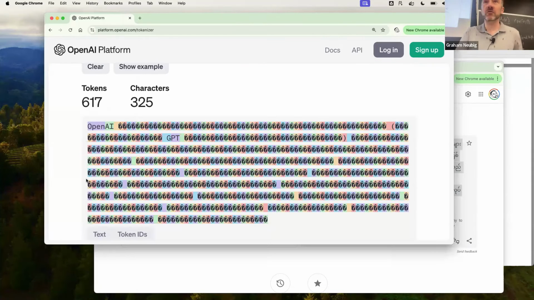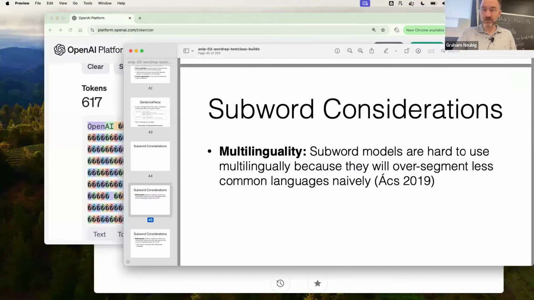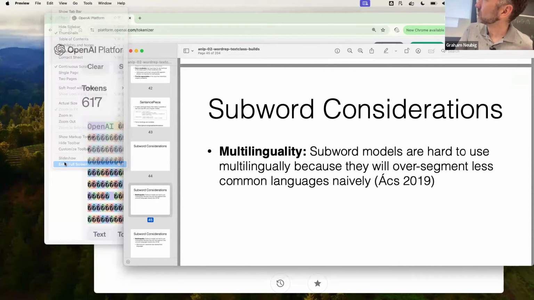And this is the GPT-4 tokenizer. So it's a tokenizer that was trained on lots of information. Cool.